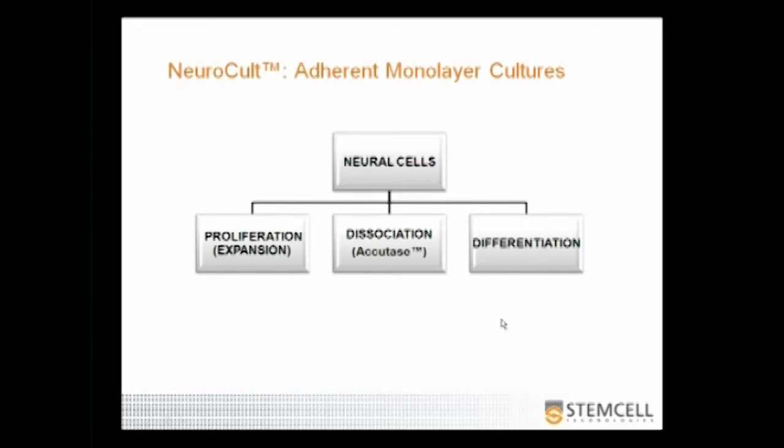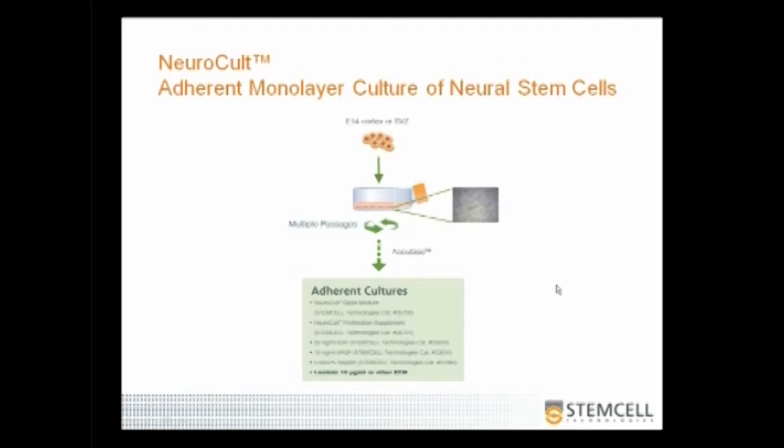We have now developed protocols for adherent monolayer cultures using our NeuroCult reagents and media. We tested NeuroCult in adherent monolayer cultures for both embryonic day 18 and adult mouse cells. Tissue was dissected and processed according to the procedures outlined earlier in my talk. The single-cell suspension was then seeded at the specific cell density on laminin-coated flasks to generate adherent cultures.